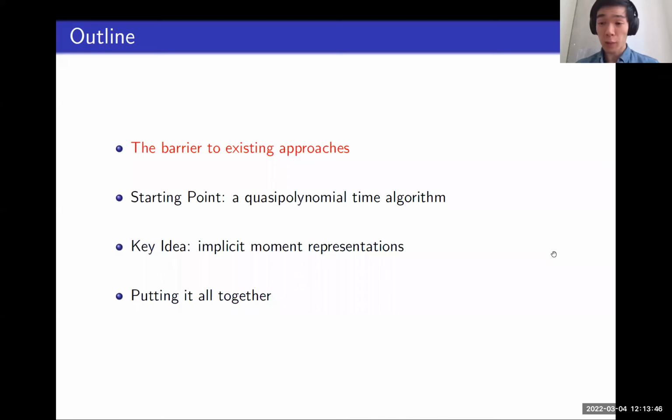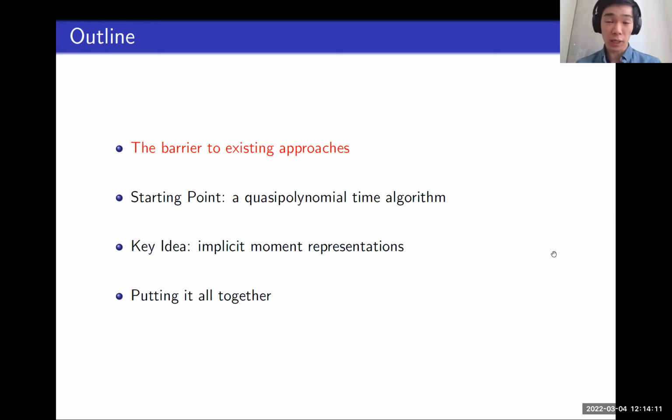Then when I present our algorithm for achieving our result, I'll present it in two steps. First I'll present a quasi-polynomial time algorithm. After that, I'll introduce the idea of using an implicit moment representation. I'll go over what these terms mean, but basically that will let us speed up this quasi-polynomial time algorithm into a polynomial time algorithm when we put everything together.